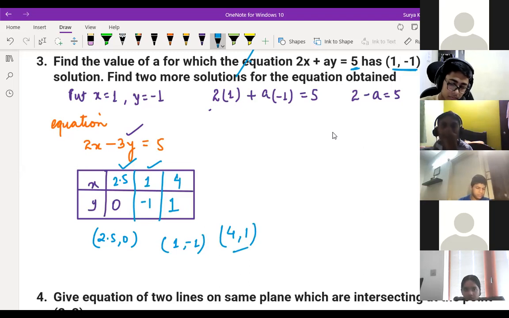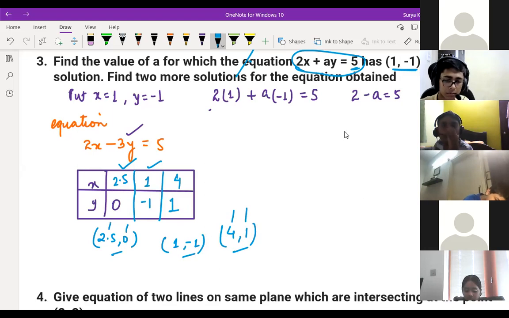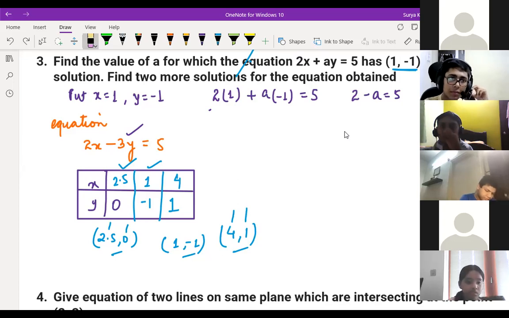So these are all solutions for this equation. Understood, children? The method will be the same, and whatever you put, you will get the same answer all the time. Put x is equal to 4, y is equal to 1. X is equal to 2.5, y is equal to 0. You will get the same answer all the time. Okay, children? Yes, sir. Is it clear, Shriyanvi? Yes, sir.